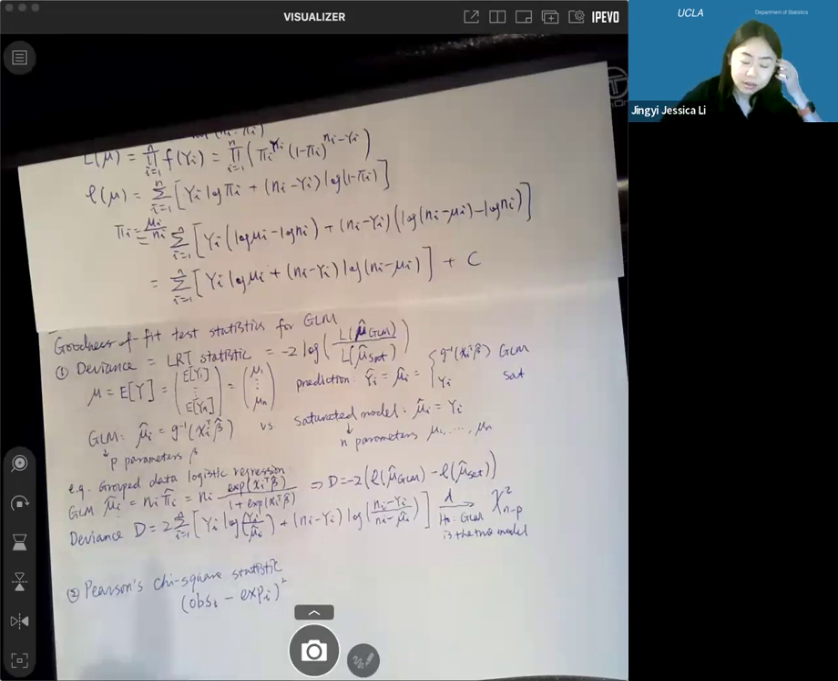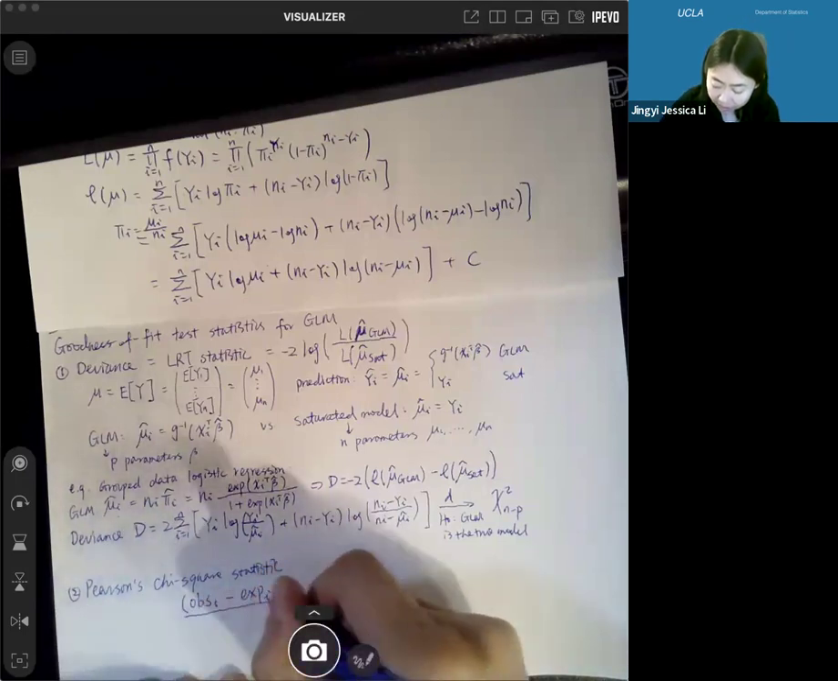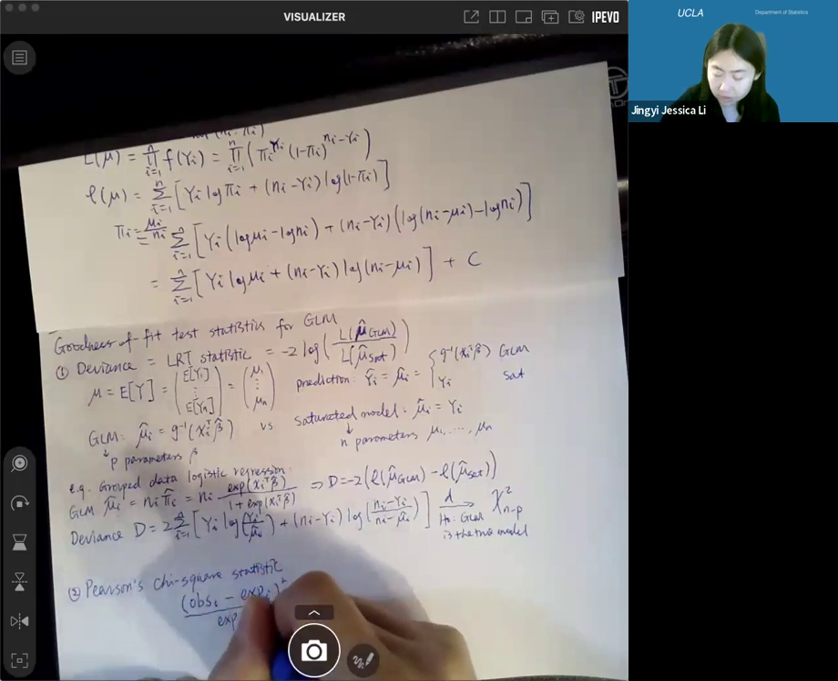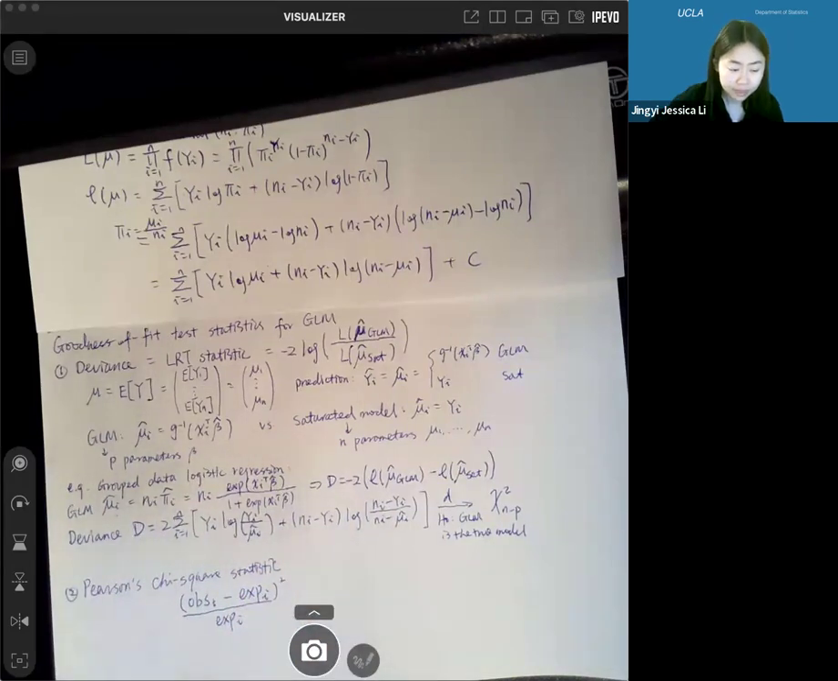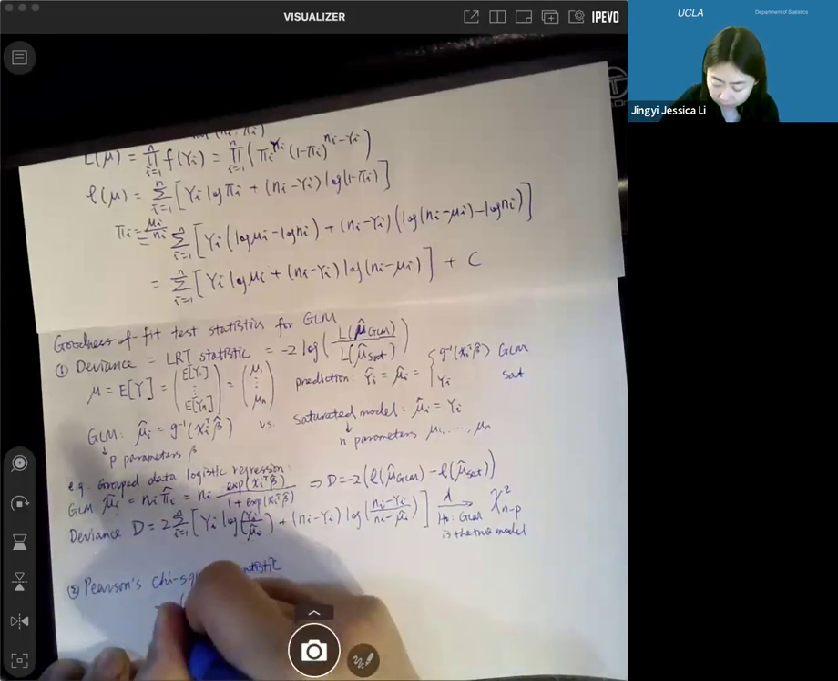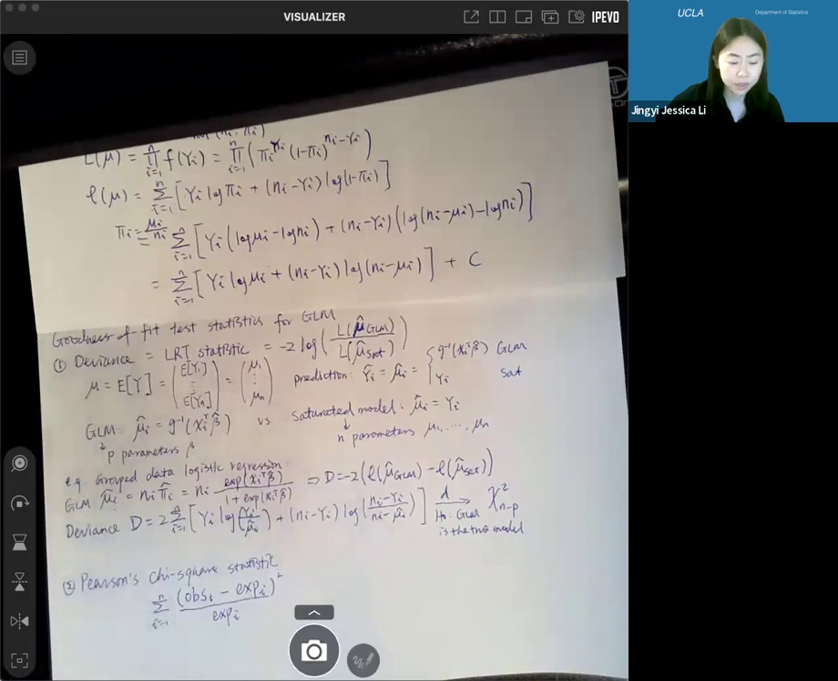But then again, we want this difference to be invariant to the expected value, because if the expected value is bigger, then the difference tends to be bigger. So it's kind of a normalization idea. That is, we scale it by the expected value of i, and then we take the sum over observations. This is known as the Pearson's chi-square statistic.